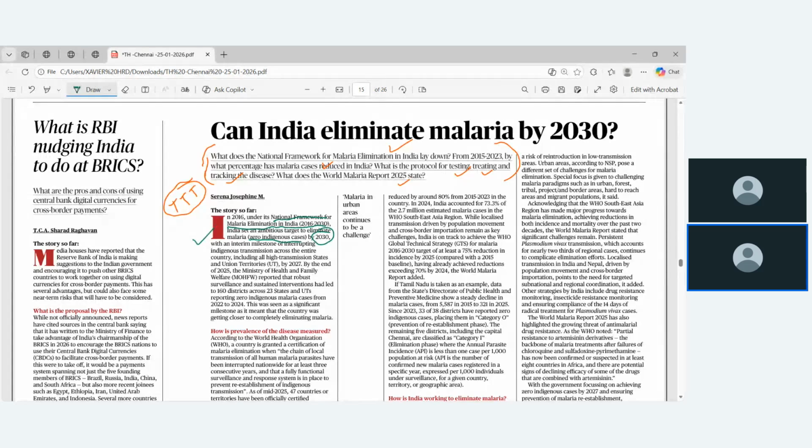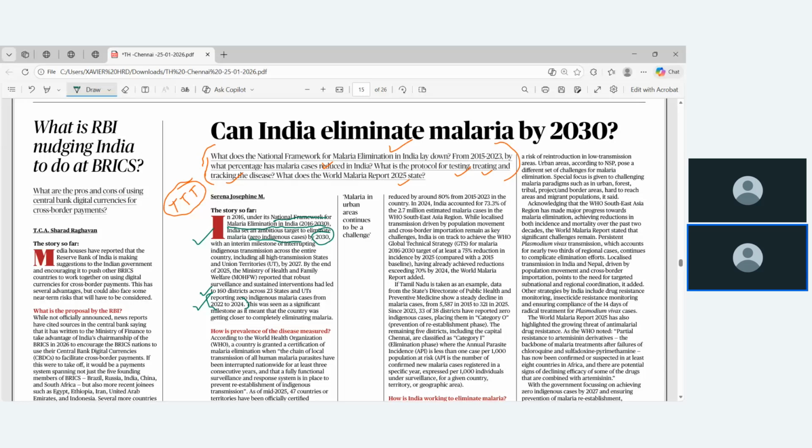But some early milestones were achieved by some union territories and states. It talks about before 2020 it could be achieved in some union territories and some states. For example, here it is mentioned that surveillance and sustained intervention had led to 160 districts across 23 states and UTs reporting zero indigenous malaria cases from 2022 to 2024. This is one factual data they have given. Around 23 states, and in those, around 160 districts did not have any malaria cases from 2022 to 2024.